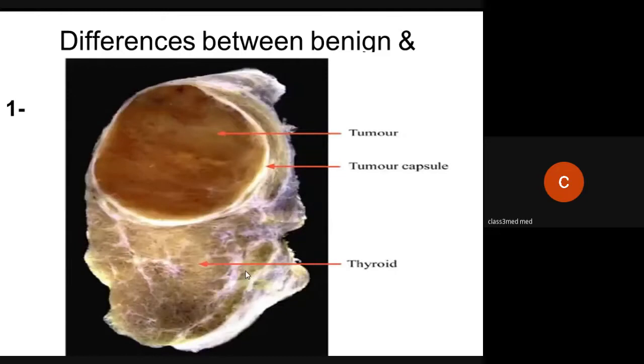This is an example of a benign tumor which is well demarcated from the host. This is the thyroid, and this is an adenoma of the thyroid. You remember the meaning of adenoma: it is a benign glandular epithelial tumor. This is the whitish capsule surrounding the tumor, and there is a sharp line between the tumor and the host tissue.